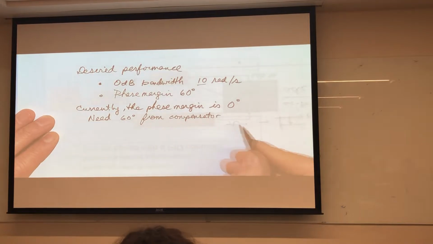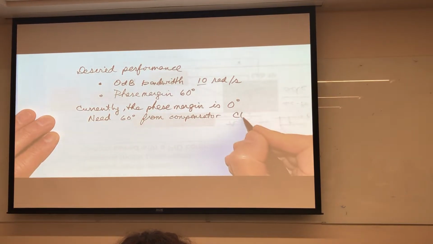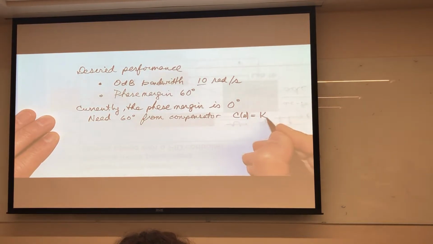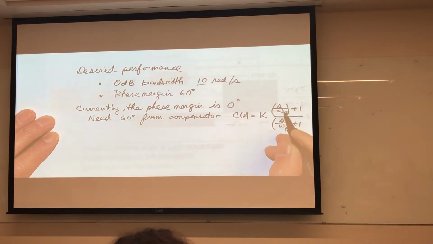Okay. Now the compensator we're going to look at is C of S. We have a gain K. We're going to write it as S over omega Z plus 1 over S over omega P plus 1. I think in my notes I might have just gotten lazy with omegas and just said Z and P.